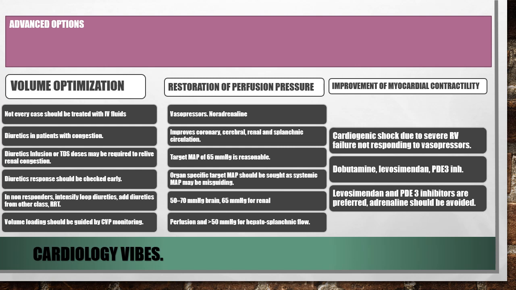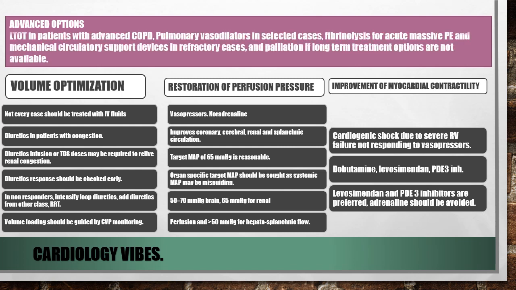In addition, the advanced options, if a patient is not responding to the three mentioned strategies, are long-term oxygen therapy in patients with advanced COPD, pulmonary vasodilators in selected cases, fibrinolysis for acute massive pulmonary embolism, mechanical circulatory support devices in refractory cases, and palliation if long-term treatment options are not available.